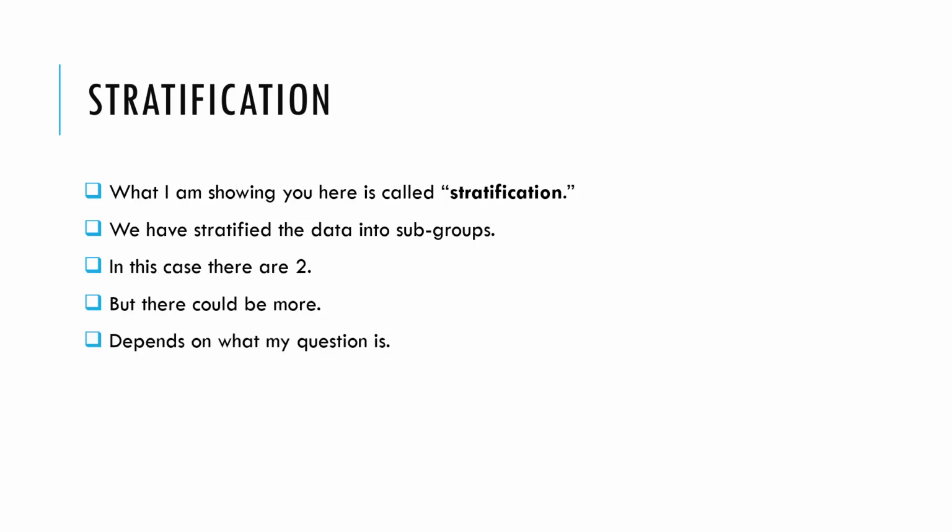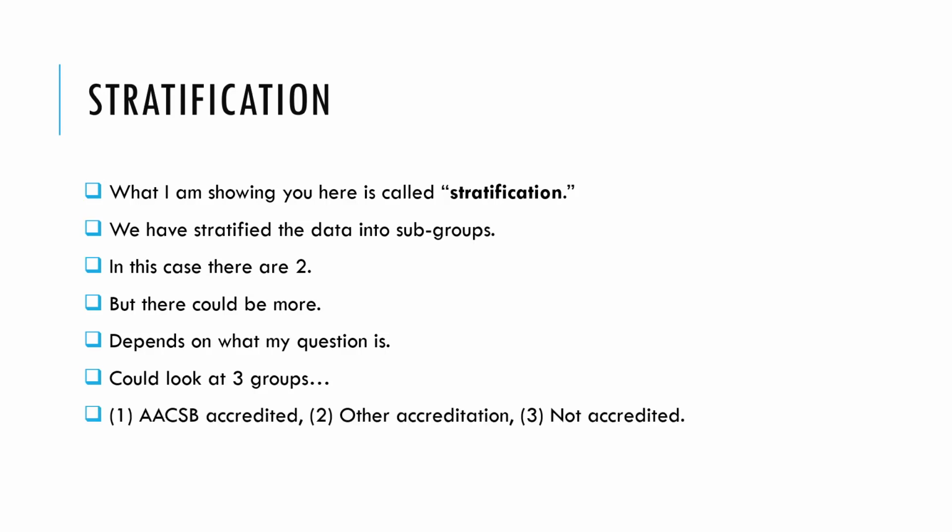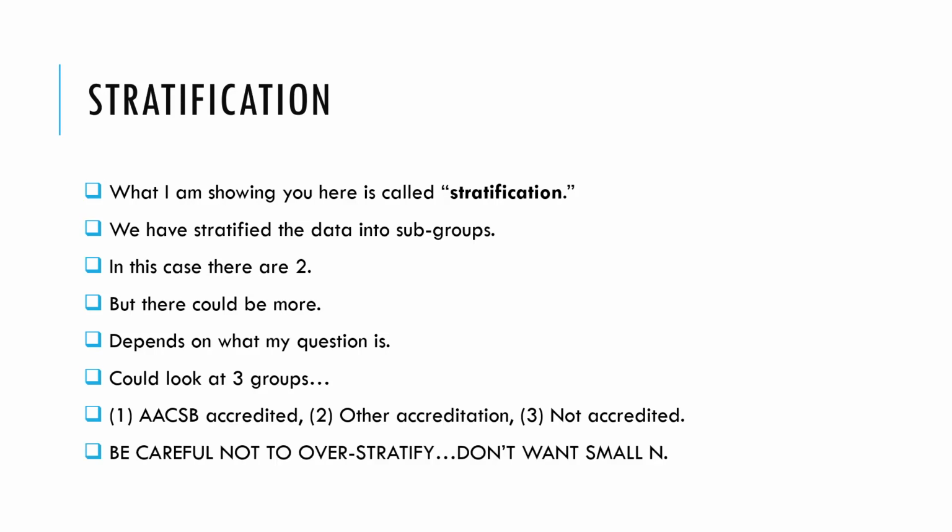It depends on what your question is, right? It could be that you have three groups. It doesn't always have to be two. In a dummy variable situation, it would likely be two, but I have three groups actually in my data set here with Professor Zirkle. We have schools that are AACSB accredited. We have schools that have the other alternate accreditation. And then we have some that choose not to get any accreditation at all. And so I could have three groups, and I'm going to show you that in a second.